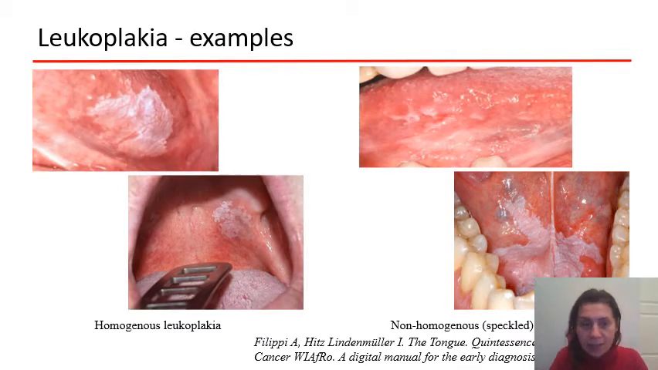Here are some clinical examples. Here is a quite homogeneous lesion on the rim of the tongue. Here is a lesion on a soft palate. These two lesions are quite homogeneous, and it has been shown that this type of lesion carries a lower risk, so these patients have a low risk to develop oral cancer. Patients who present with a more heterogeneous type of leukoplakia, with a combination of white and red lesions, particularly in the floor of the mouth, have a higher risk than those with homogeneous leukoplakia to develop an oral cancer.